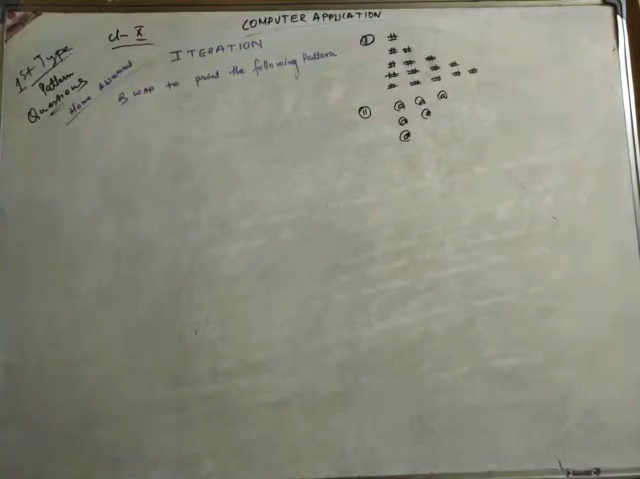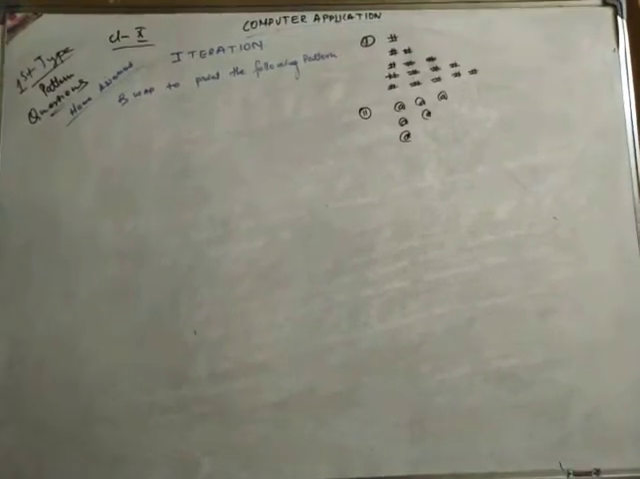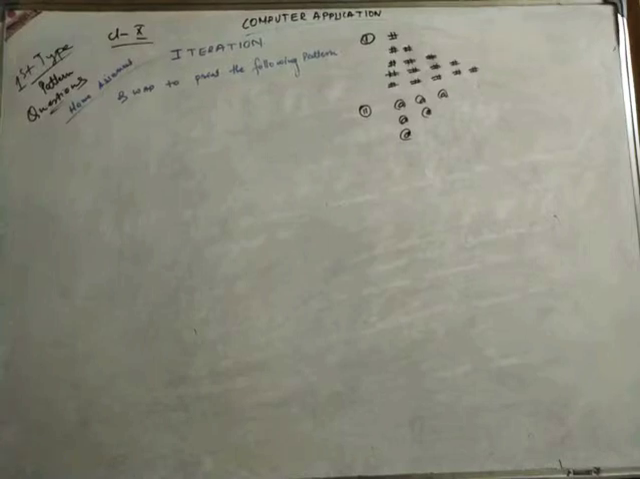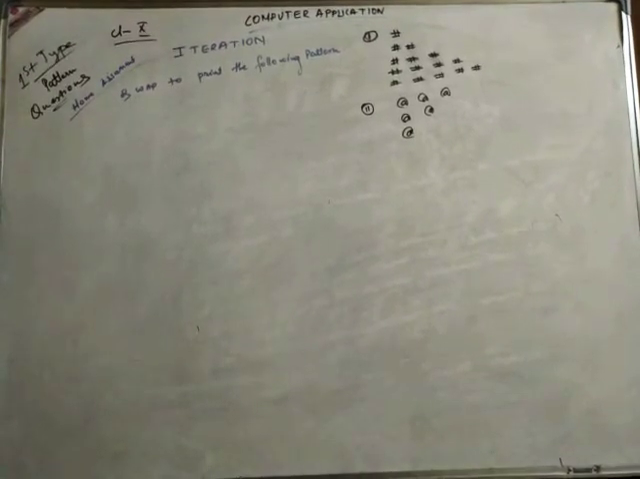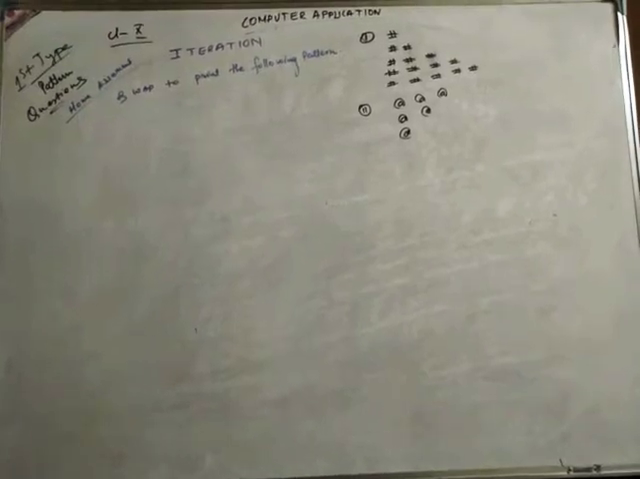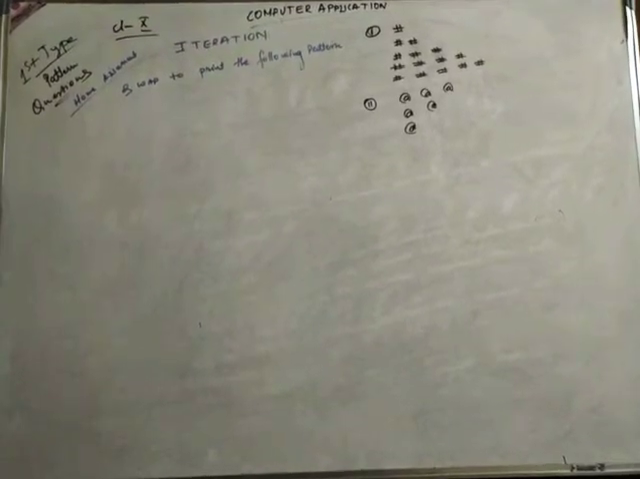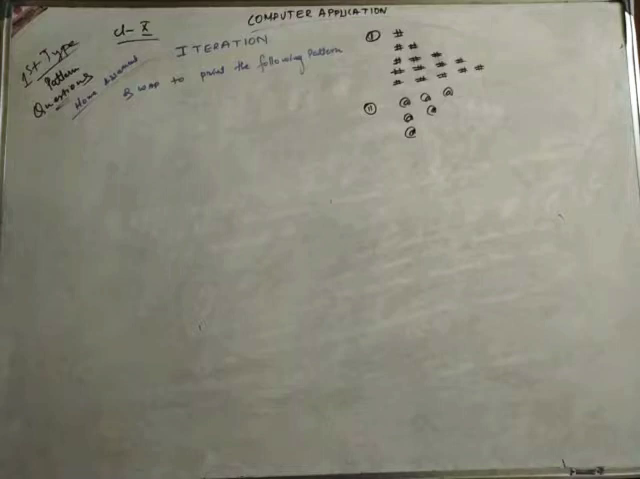The question says: write a program to print the following patterns. Two pattern questions are given, and we need to print them using for loops. First of all, we start with the class name. Let's say class Pattern, with void pattern1 and void pattern2. We will make two methods, solving the particular pattern question in each method.